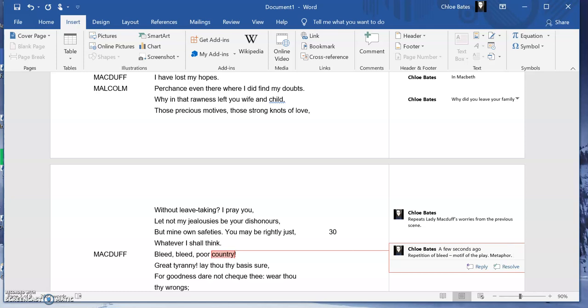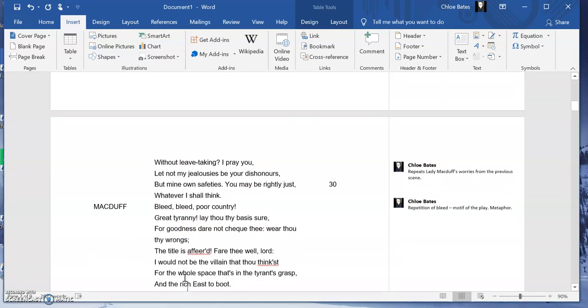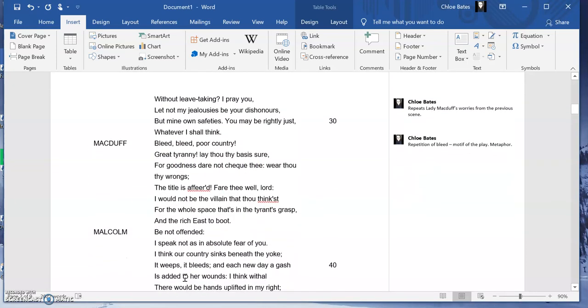Great tyranny, lay thou thy basest shore, for goodness dare not check thee, wear thou thy wrongs. The title is afeard. Fare thee well, Lord. I would not be the villain that thou thinks, for the whole space that is in the tyrant's grasp and the rich east to boot. So I am not the villain, and I'm not in Macbeth's grasp. Macbeth is the tyrant still.